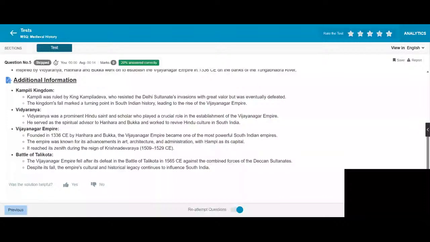Vidyaranya was a prominent Hindu saint and scholar who played a crucial role in the establishment of the Vijayanagar Empire. He served as a spiritual advisor to Bukka and worked to revive Hindu culture in South India.